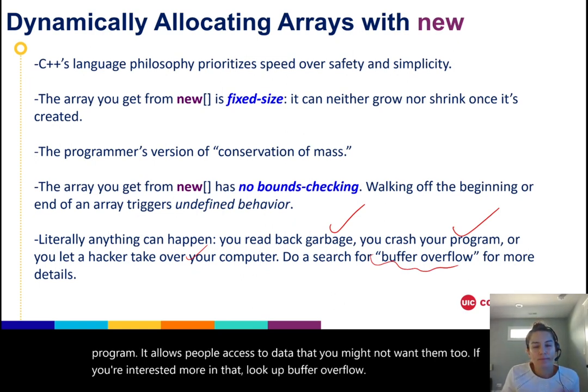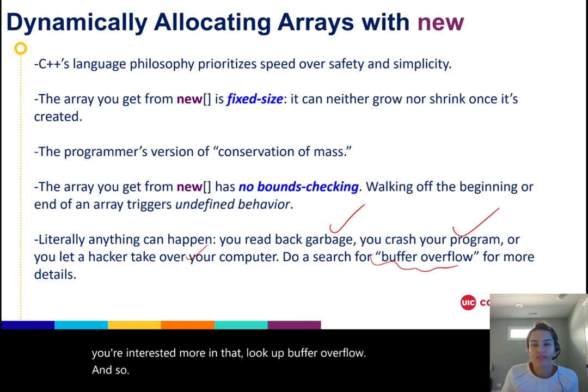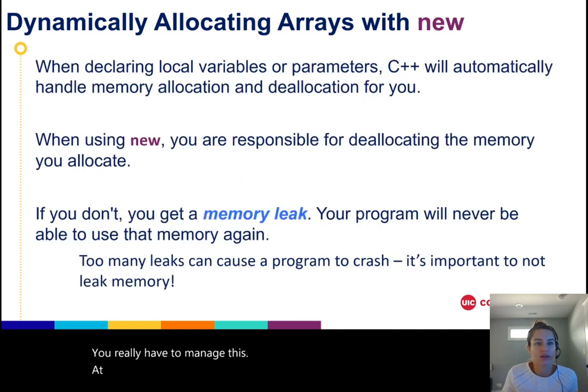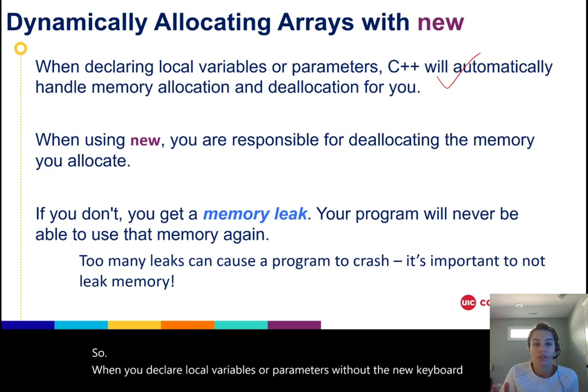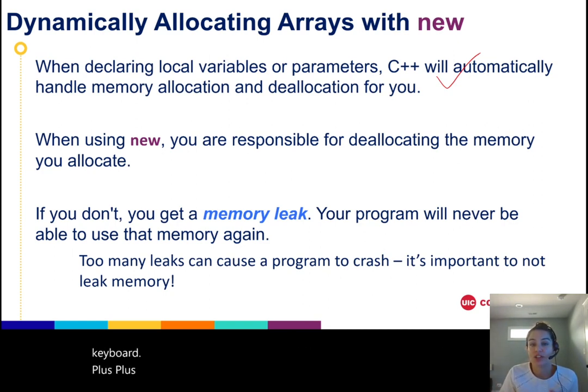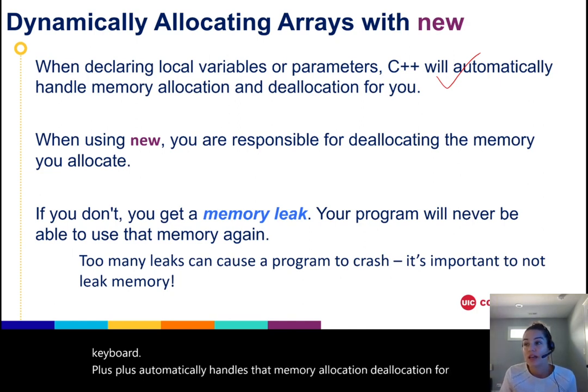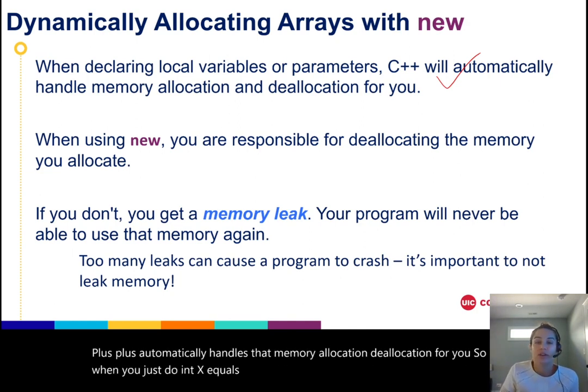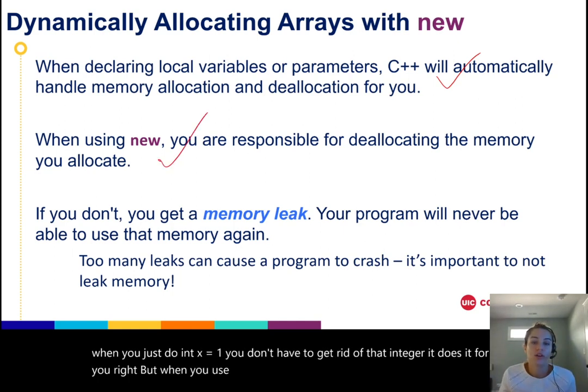And so you really have to manage this at a deep level. There's no getting around it. So when you declare local variables or parameters without the new keyword, C++ automatically handles that memory allocation and deallocation for you. So when you just do int x equals 1, you don't have to get rid of that integer. It does it for you, right? But when you use new, it's your job. You're allocating the memory, so you also have to deallocate it.